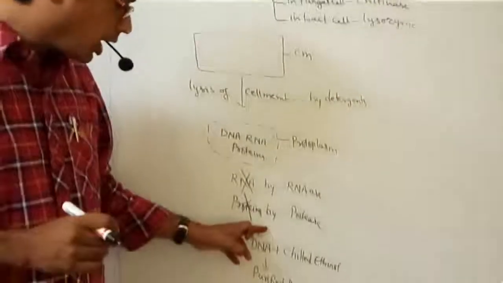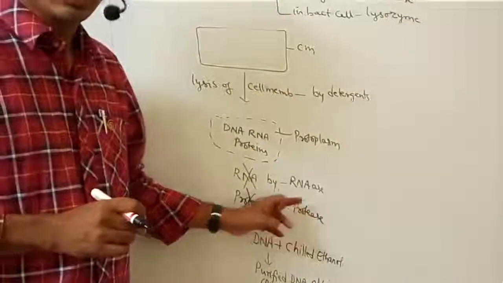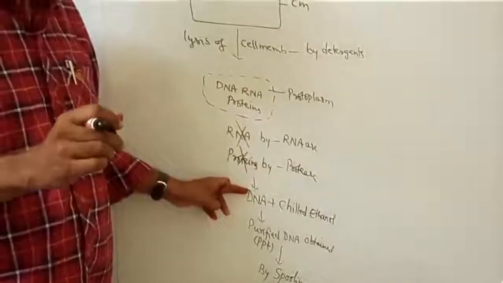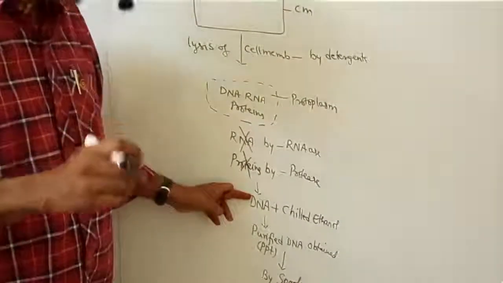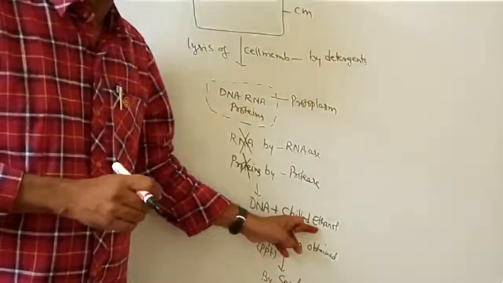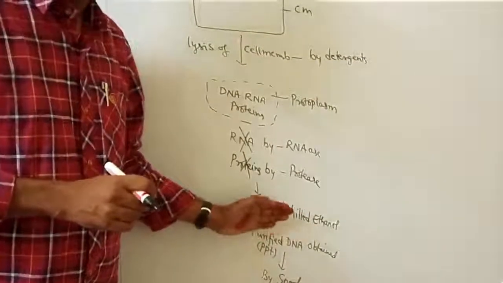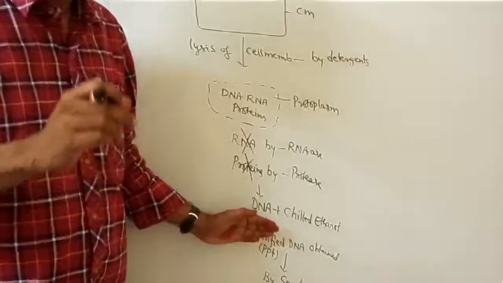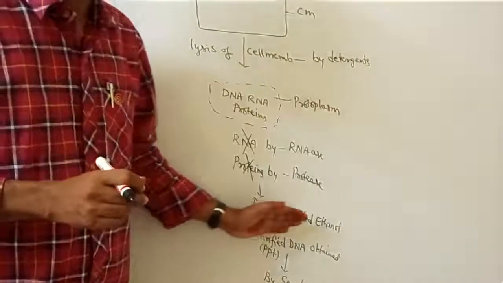Proteins can be removed by protease. For the obtained DNA, we have to add chilled ethanol. Then the DNA should be purified. So DNA should be purified by adding chilled ethanol.